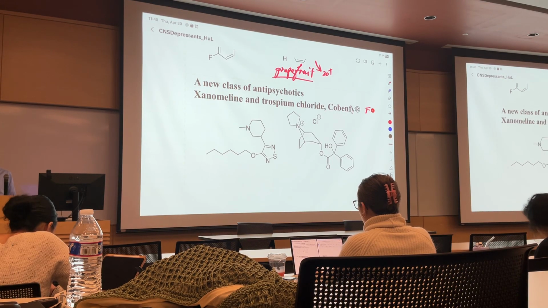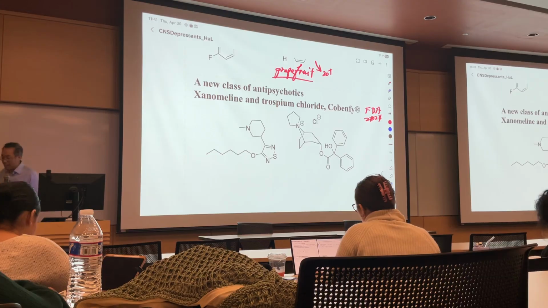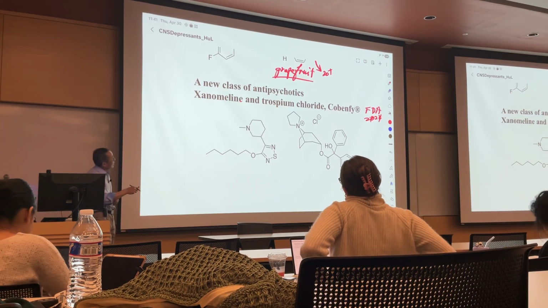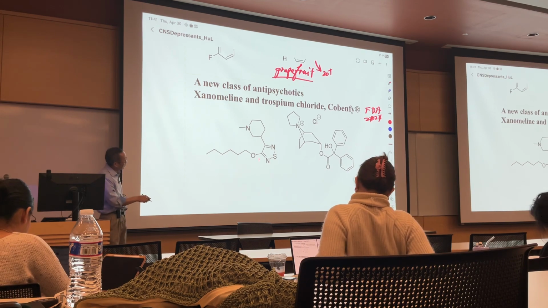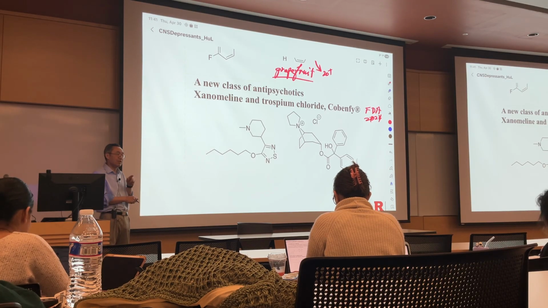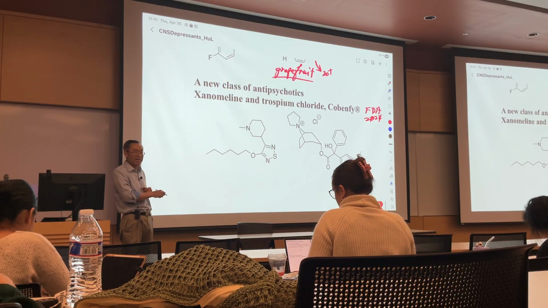Cobenfy, right? So this is actually a new mechanism as compared to what we have seen before, right? What we've seen before, we are working on dopamine receptors, we are working on serotonin receptors, but in this case, it's a combination of two drug molecules. It's xanomeline, right? So this is the drug molecule, and I don't know whether you've seen it before in Dr. Wang's lectures. Did he cover this one? Probably not, right? So, but this is a muscarinic receptor agonist.